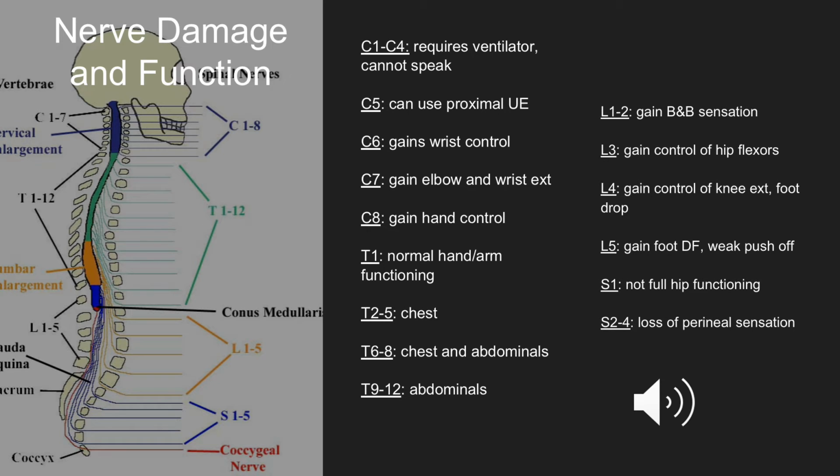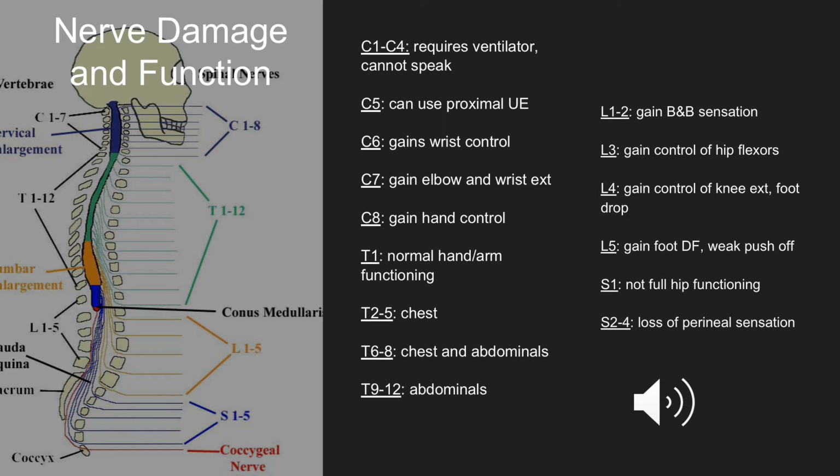Depending on the level of injury, patients with spinal cord injury will present with different impairments and functional abilities. So on this slide, I'm going to be referring to the spinal nerve, and all of the spinal nerves exit below the corresponding vertebra, except for in the cervical spine. So it gets a little bit confusing, but try to bear with me. So if the injury is between spinal nerves C1 through C4, this patient will require a ventilator to breathe, and they usually will not be able to speak either.